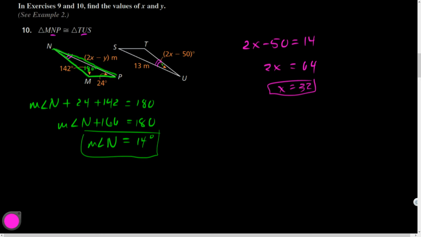So, now that I know x, I think I can find y. I know that NP has a measure of 2x minus y meters. NP corresponds to us right there, which is 13. So I'm going to say 2x minus y equals 13. I could plug in 32 right there, and 2 times 32 minus y equals 13.